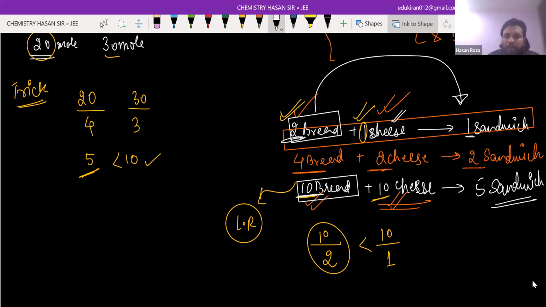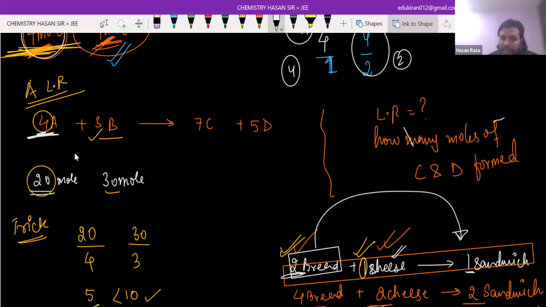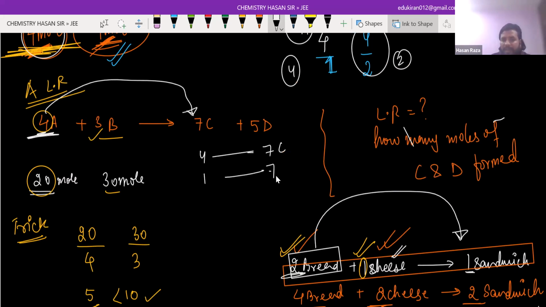Now come to the main question that I had given. We just found that A is the limiting reagent, right? So you can see 4 A is preparing 7 C, because the product is decided according to the limiting reagent. So 4 A gives you 7 C, so 1 A gives you 7 by 4 C. And how many A do we have? 20. So I'm going to put 20.